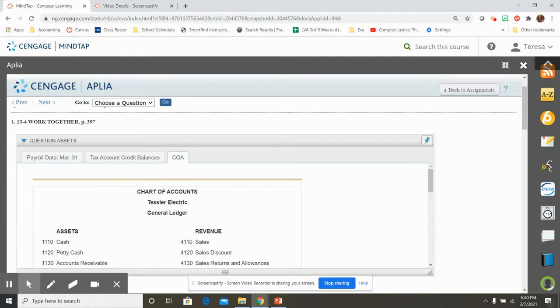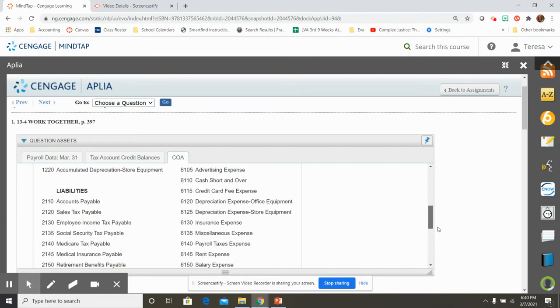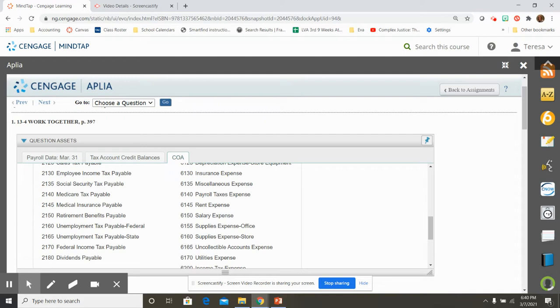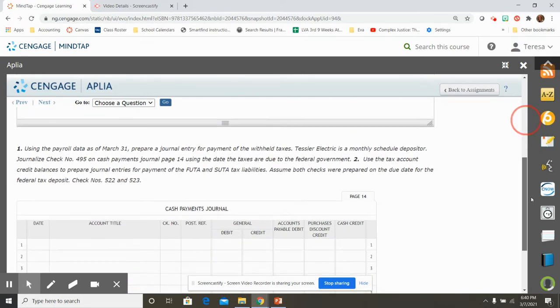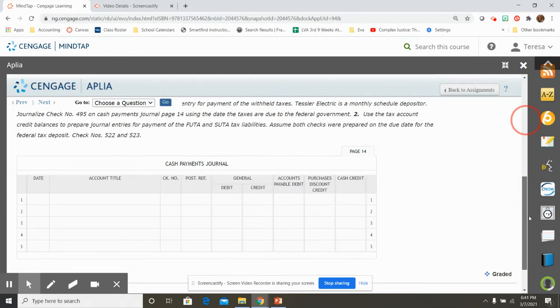So you can go over and look at what account titles you can apply if you get stuck. So we have our employee, our Social Security, our Medicare, unemployment, and federal income tax. Okay, so let's go ahead and start the process. Using the payroll register as of March 31st, prepare a journal entry for the payment of withheld taxes. Tesla Electronics is a monthly scheduled depositor, so that's important.